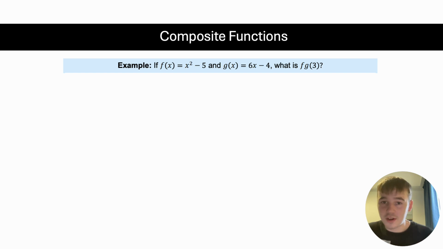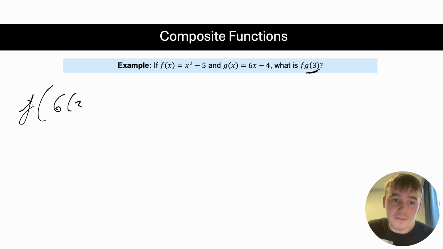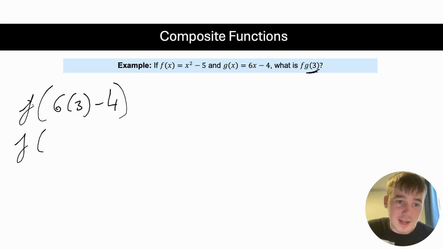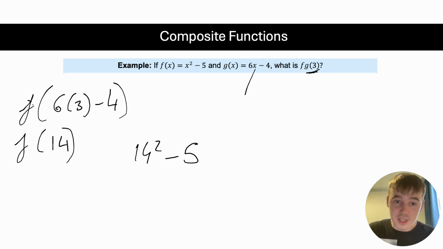Okay, here's another composite function, but here we've got a number, not an x in here. Okay, so let's have a look. So we've got f of g of 3. So we know that our g of x here is 6x minus 4, okay? But it's g of 3. So we know that it's 6 times 3 minus 4. Okay, and that is the same as 18 minus 4, 14. So now we're just going back to the start. Function of 14, well that would be 14 squared minus 5. Which is 191. Cool.